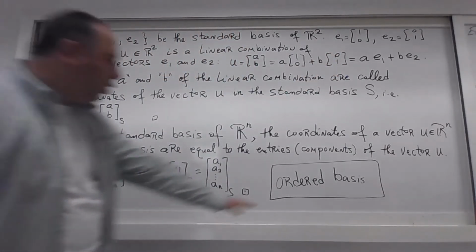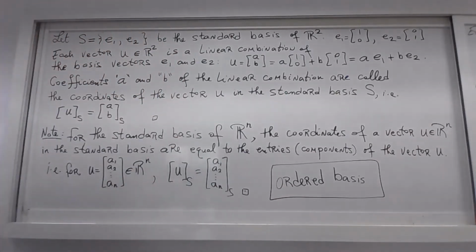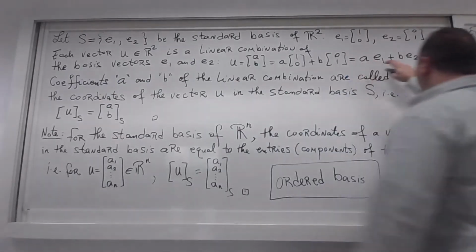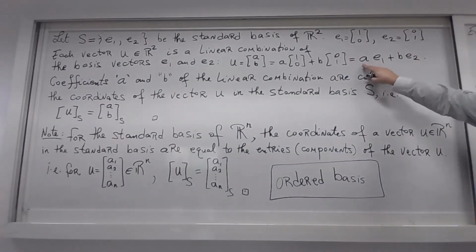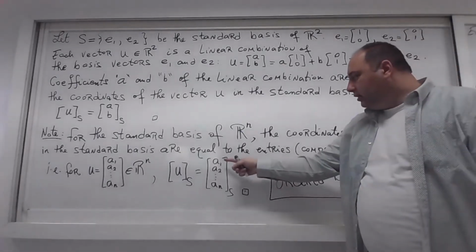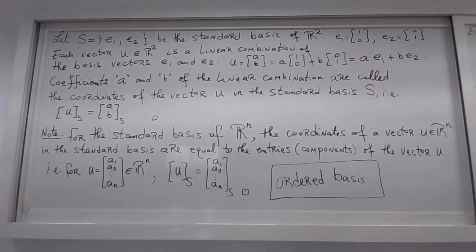That's why we call it ordered basis. Obviously, this will be the case all the time, so we are not going to repeat ordered, ordered, ordered. It's understood that the basis is ordered. So the order matters, and the first coefficient multiplies the first basis vector, and the second multiplies the second. So the first number in the set of coordinates multiplies the first basis vector, etc.